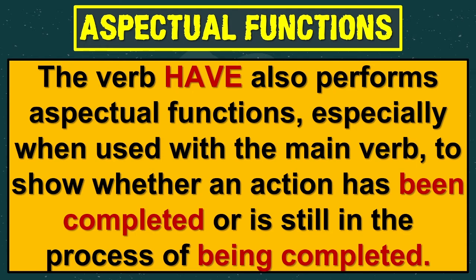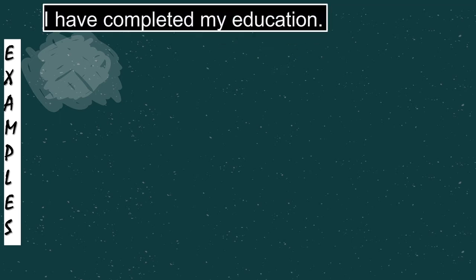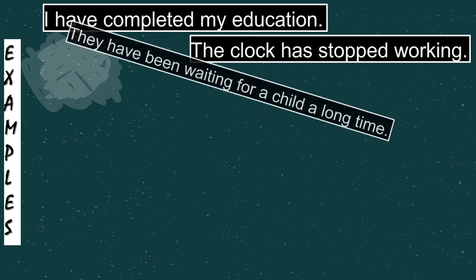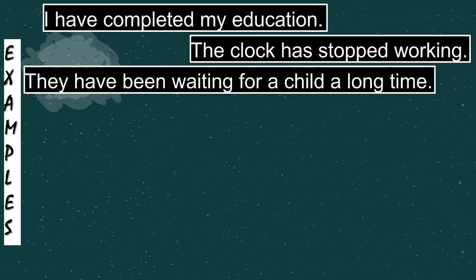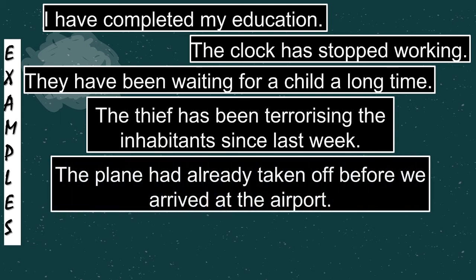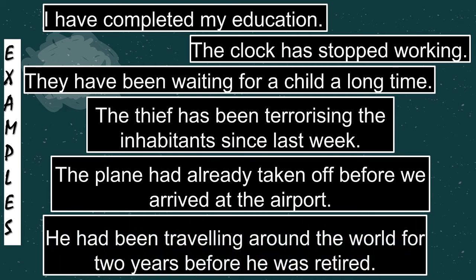It performs this function to show whether an action has been completed or it is still in the process of being completed. Let's see some examples. I have completed my education. The clock has stopped working. They have been waiting for a child a long time. The thief has been terrorizing the inhabitants since last week. The plane had already taken off before we arrived at the airport. He has been traveling around the world for 2 years before he was retired.